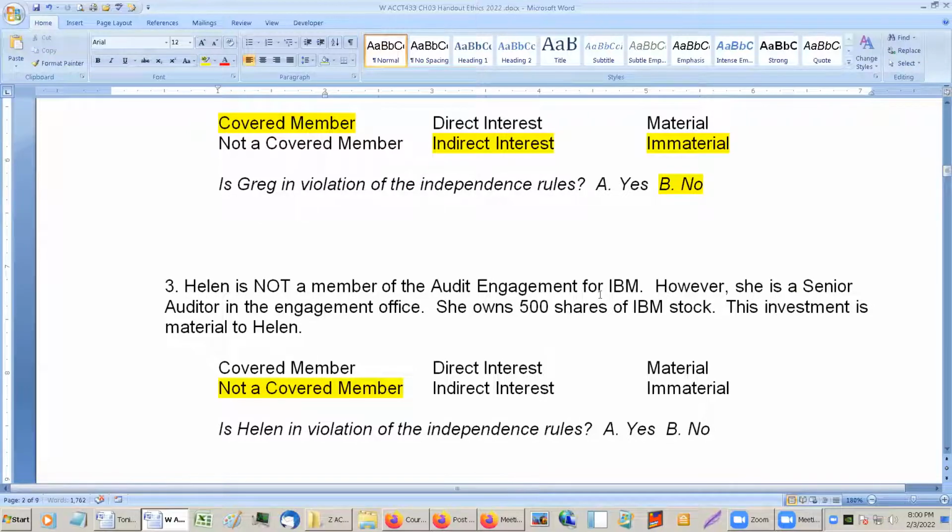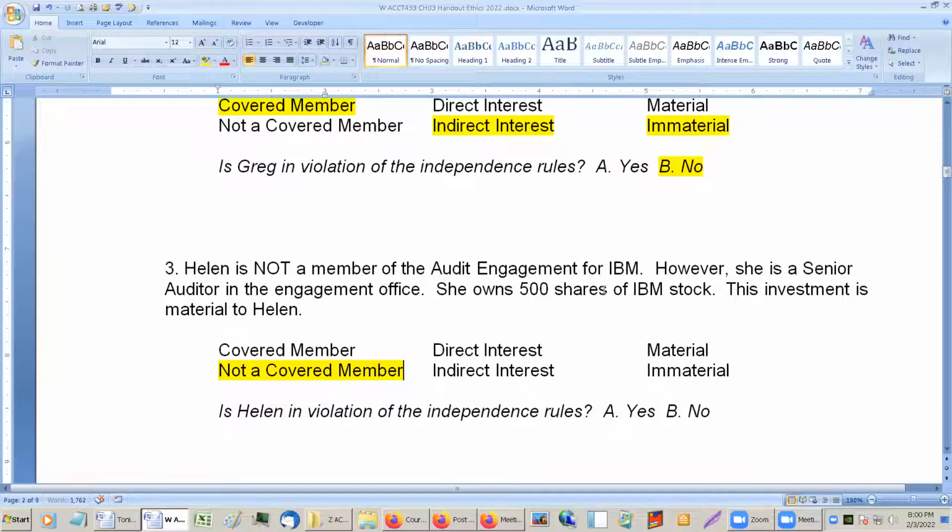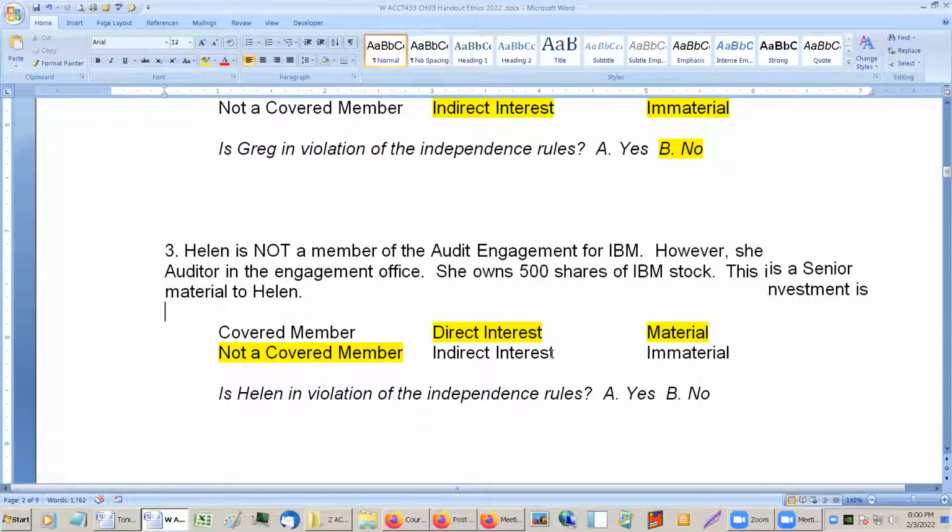The interest, is it direct or indirect? Direct. And it's material, right? It comes down and says material. Is she in violation of the independence rules? No. She can't be. She is not a covered member. So she is not in violation of independence rules because she's not a covered member.